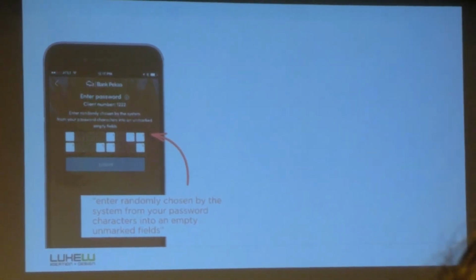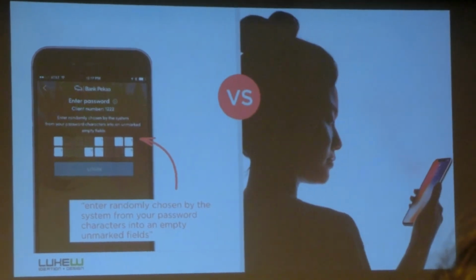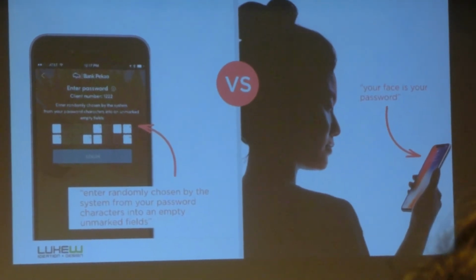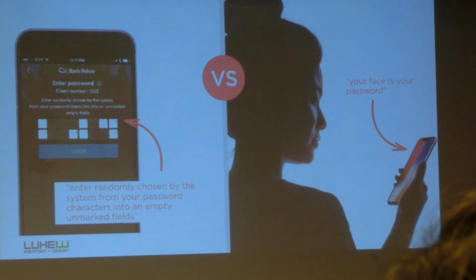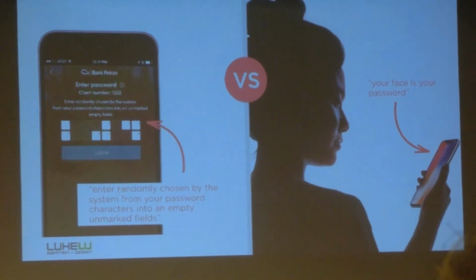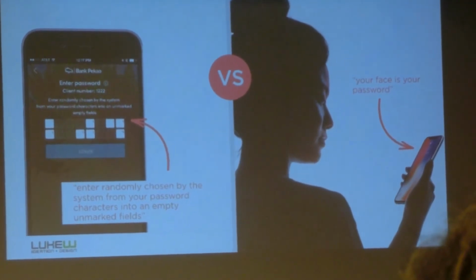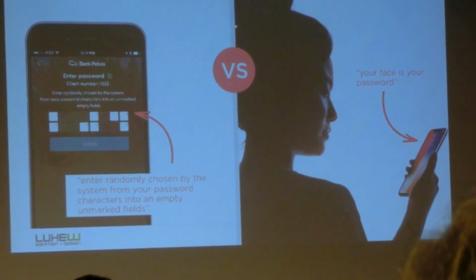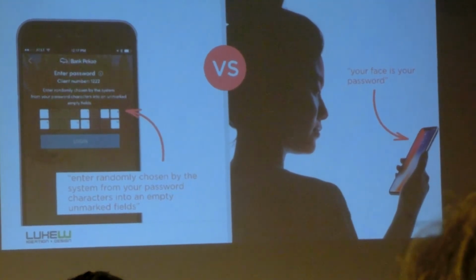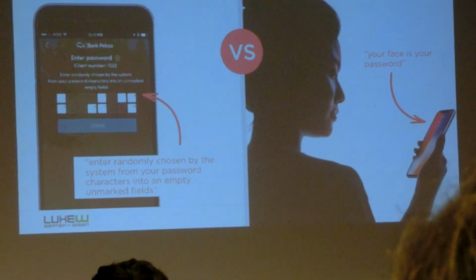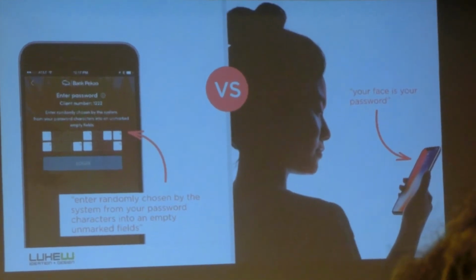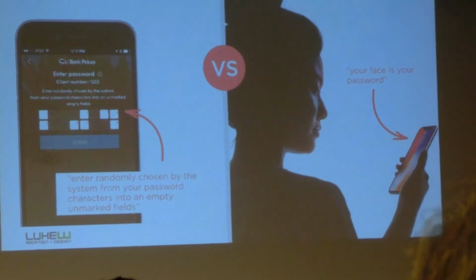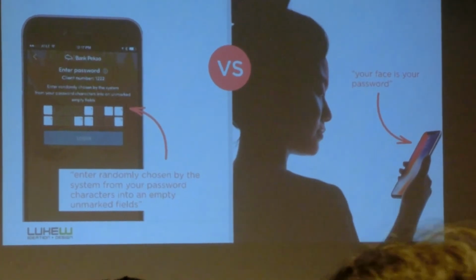So, I want to contrast this with this. You want to unlock your phone? Just look at it. Oh, hey, we know it's you. You're cool. Enter randomly chosen by the system from your password characters into an empty unmarked fields. Or just look at your phone. Which side do we fall on here?